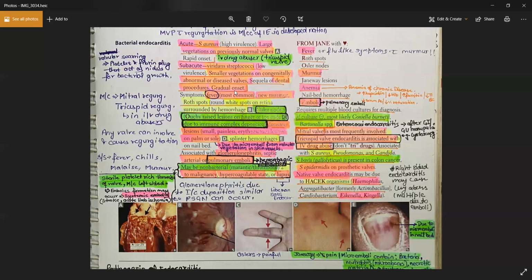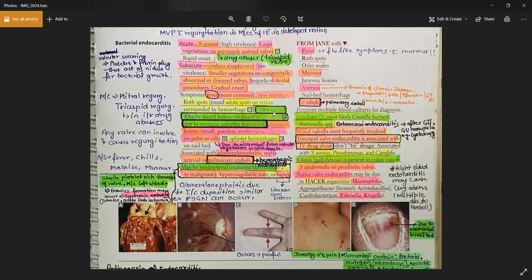The patient can have Roth spots on the retina because of hemorrhage, because all of these vegetations can be dislodged from their location and become emboli, right? Because of this embolus formation, they can lodge anywhere. In the eyes, they can cause microhemorrhages, so you will have Roth spots, as you can see. These are the microhemorrhages in the retinal vessels.